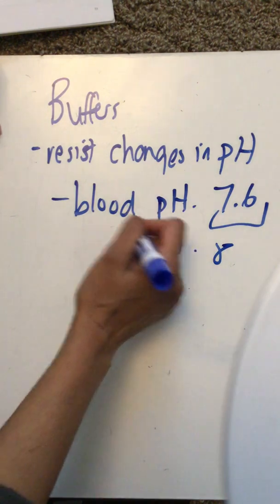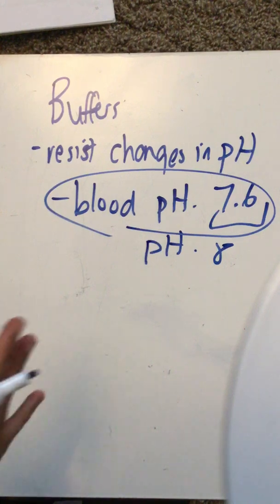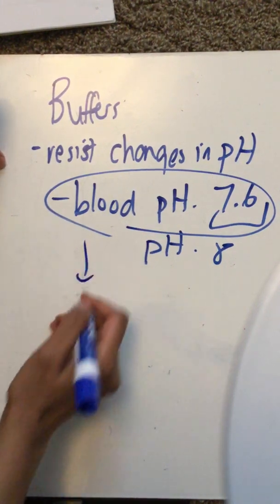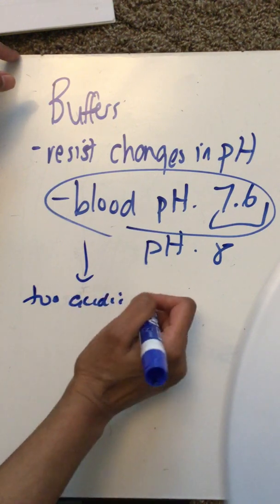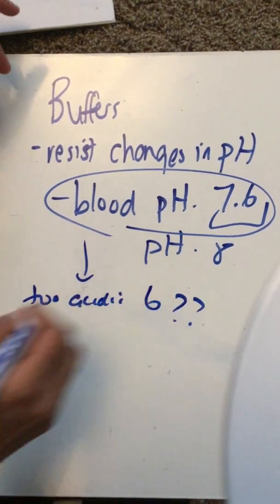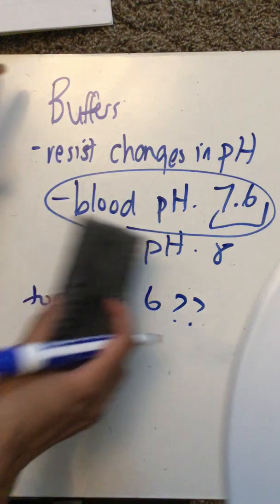But how do we make sure that our blood pH stays around neutral? How do we make sure that happens, right? Because what happens if our blood becomes too acidic, and it gets to be 6? Well, we won't be able to function, right? We function at an optimal pH of 7.6. So buffers in our body help to resist changes in pH.